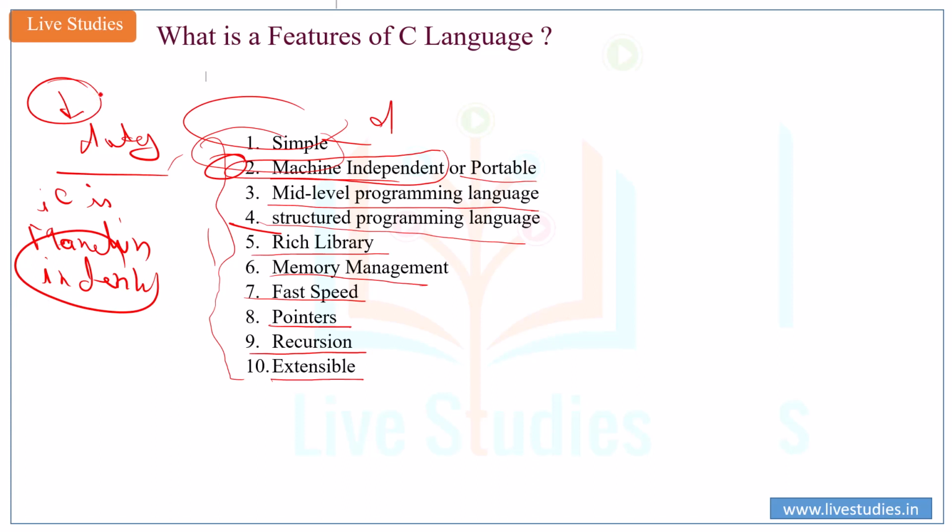Another point is mid-level programming language. C is intended to do low-level programming. It is used to develop system applications such as drivers and kernels. It also supports the features of a high-level language, that is why it is also known as a mid-level language.